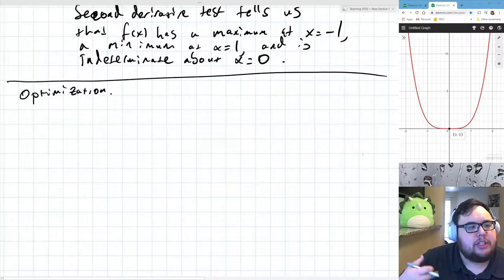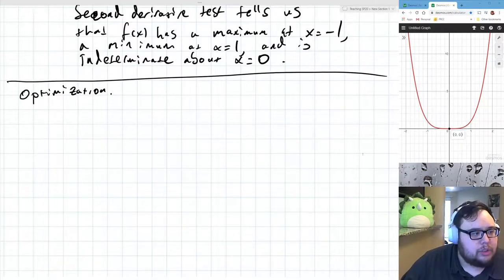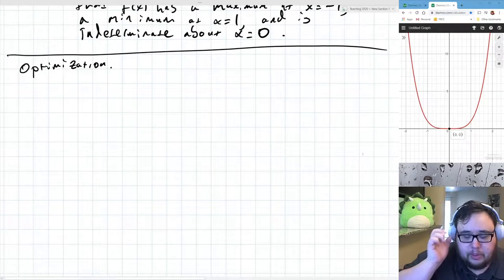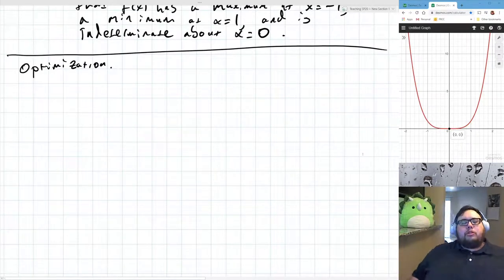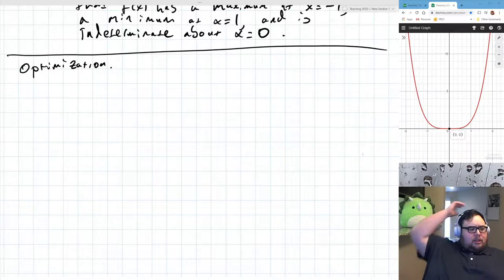So optimization is essentially taking these concepts and applying them to a real-world situation. A lot of optimization problems are a little bit like related rates. They sometimes require a fair amount of geometric sense. Obviously, I can't require you guys to memorize geometric formulas anymore because, you know, I don't have that power with the internet.